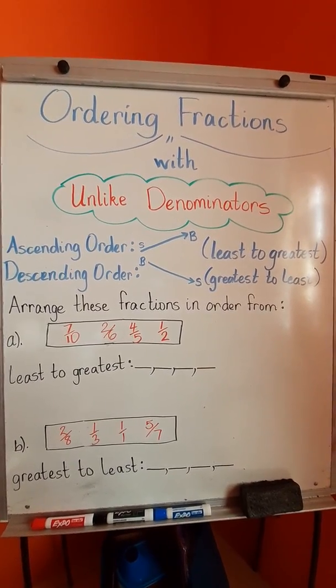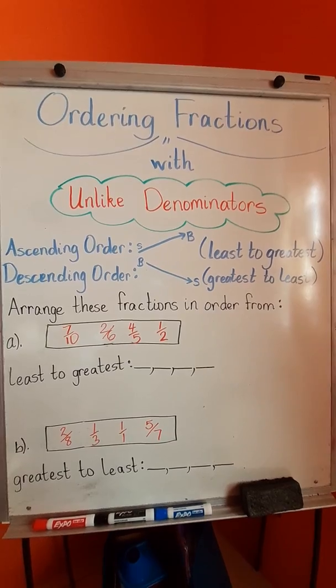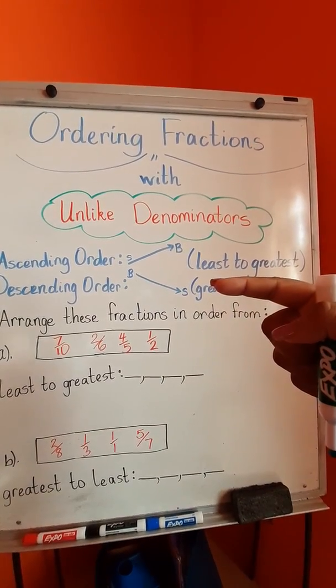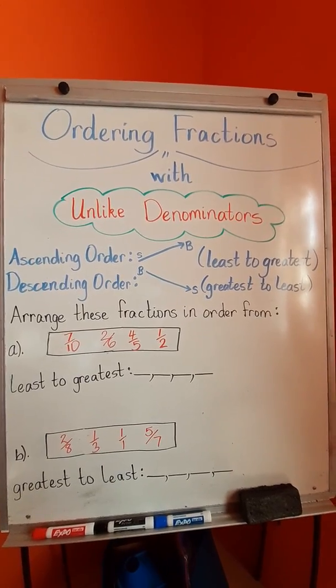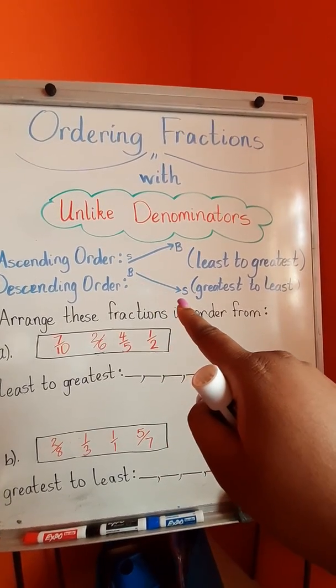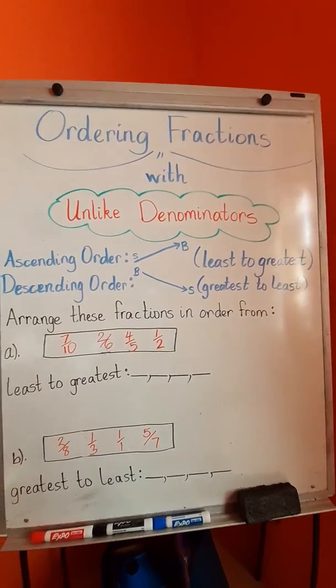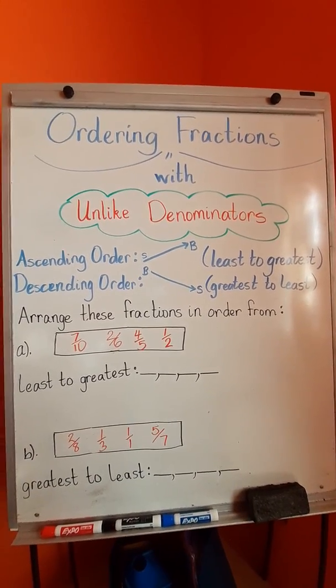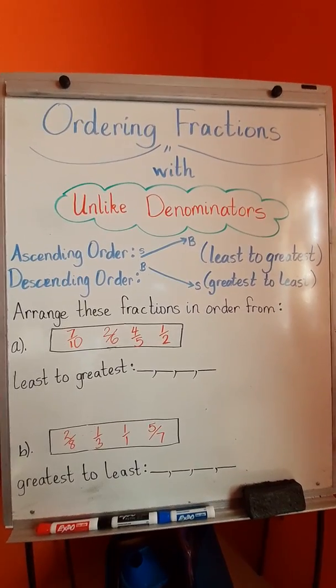When we are ordering, we are focusing on ascending order, which is small to big, or as we say, least to greatest, or descending order, which is big to small, or as we say, greatest to least. Let's look at our first set of fractions. Arrange these fractions in order from least to greatest.